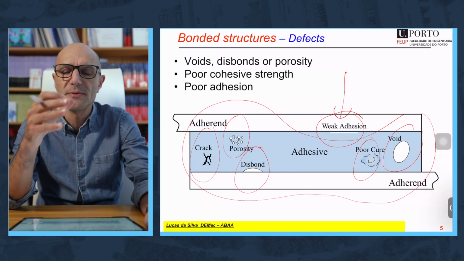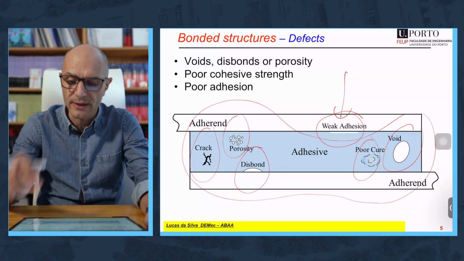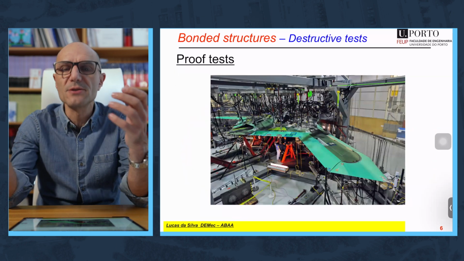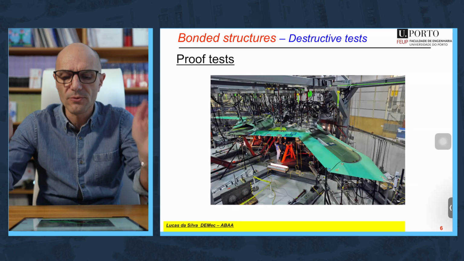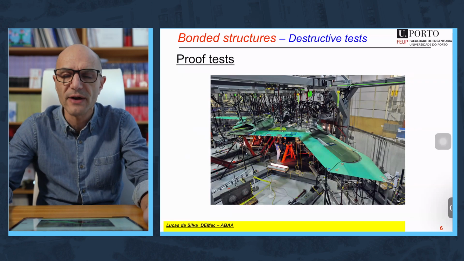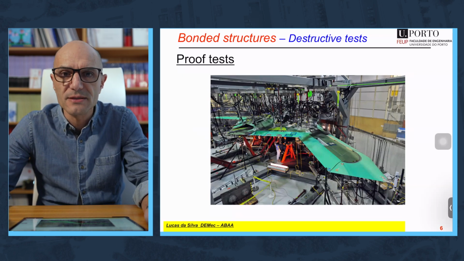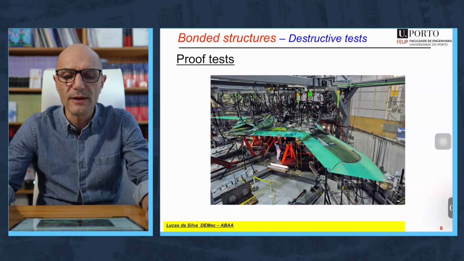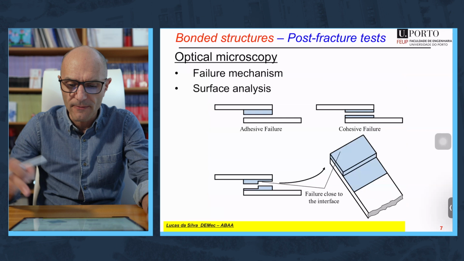This is, at the moment, nearly impossible to detect. How do we detect the defects? Well, we could destroy the structure. We take a wing and we do a proof test to see if, in fact, there are or not defects in the structure. But obviously, this is not sustainable and it's way too expensive.